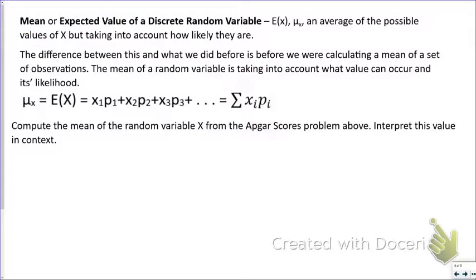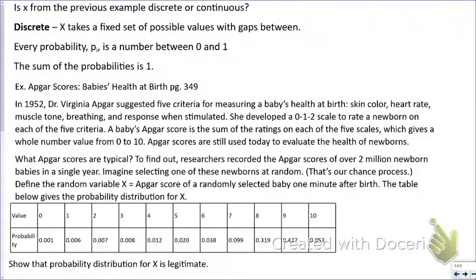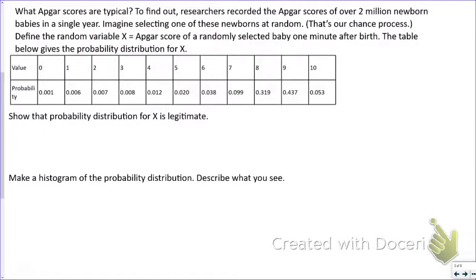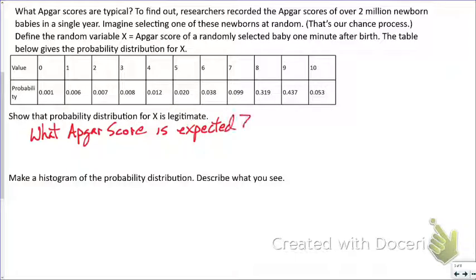I would guess, I'm going to use this table right here so you can see it. I bet they are going to reword that as what APGAR score is expected for a baby, or maybe they just leave it like that. What is an expected APGAR score? Maybe that sounds a little better.